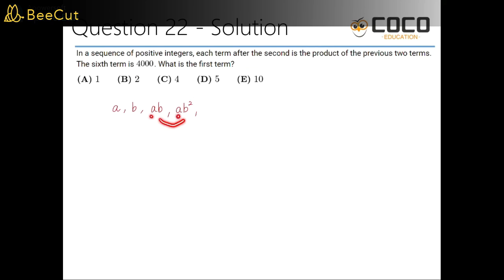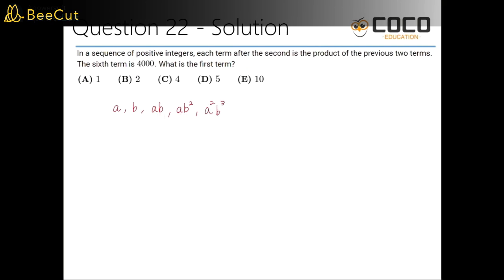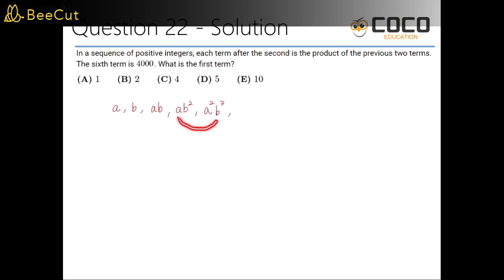So you have A times A, that's A squared, and then B times B squared, which equals B cubed. For the next one, we multiply them together again: AB squared times A squared B cubed. A times A squared is A cubed, and B squared times B cubed, 2 plus 3, is B to the power 5. So the sixth term, A cubed B to the power 5, equals 4,000.